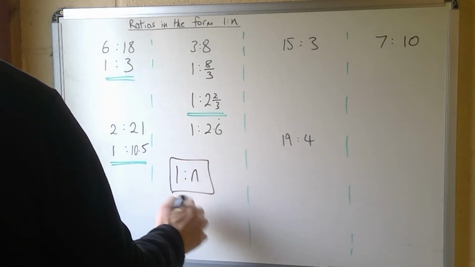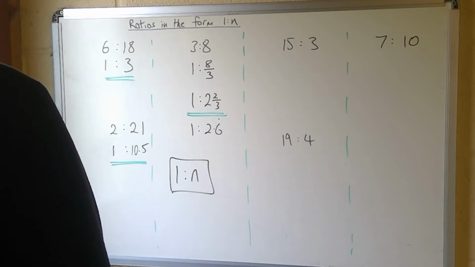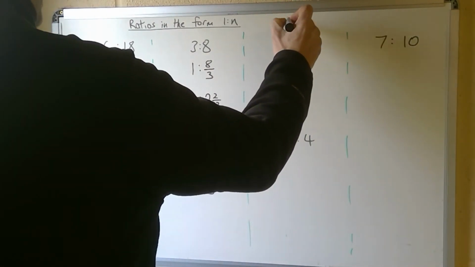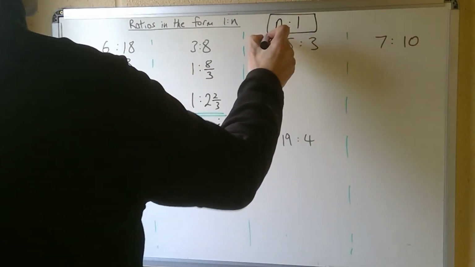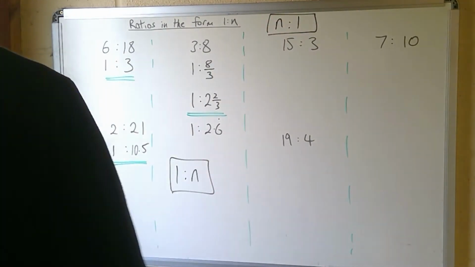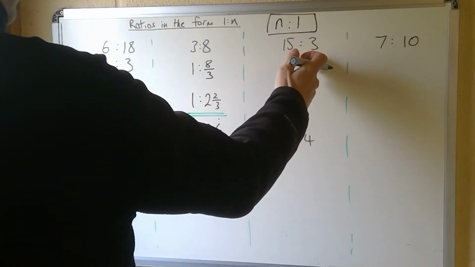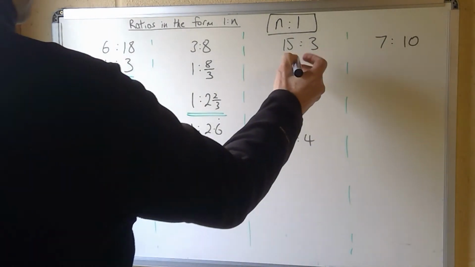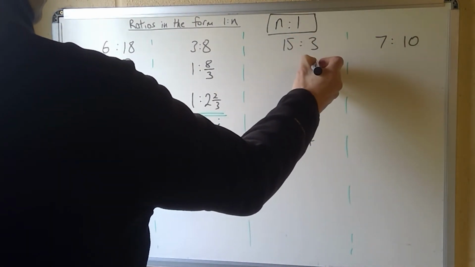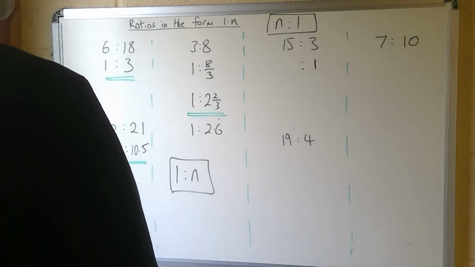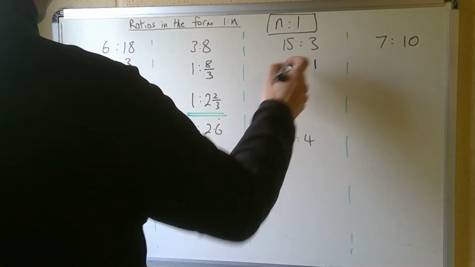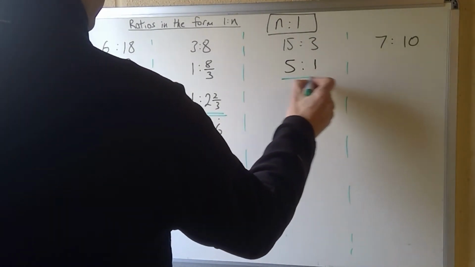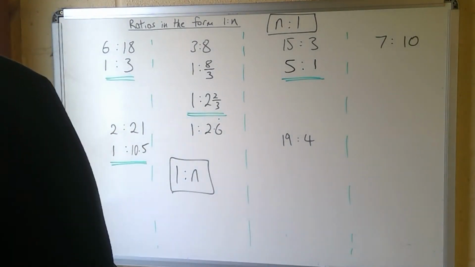Sometimes though, you might want to compare it the other way around and write them in the form n to 1. If you want the one on the right to be the one that you have as a single value to compare the others. And that just works in exactly the same way. So this one, I want the right hand side to be 1, so I divide by 3. That one works out nice and neat as a whole number.